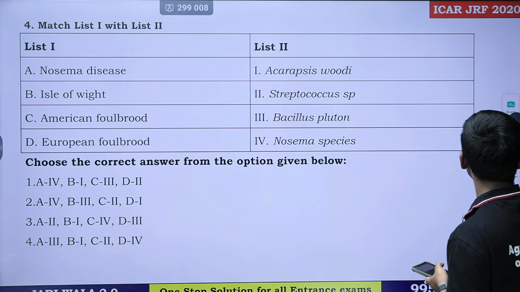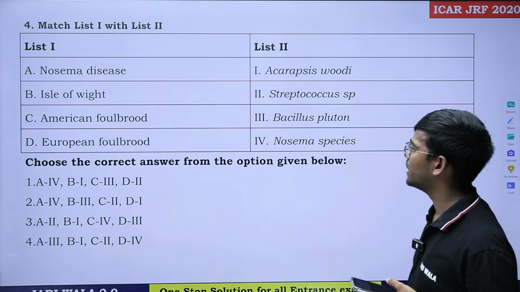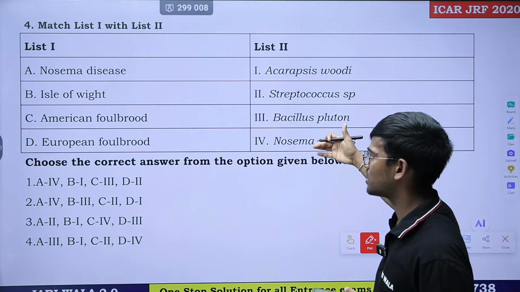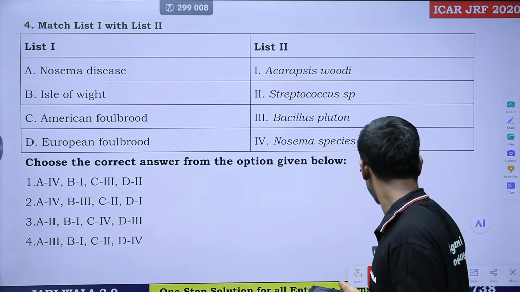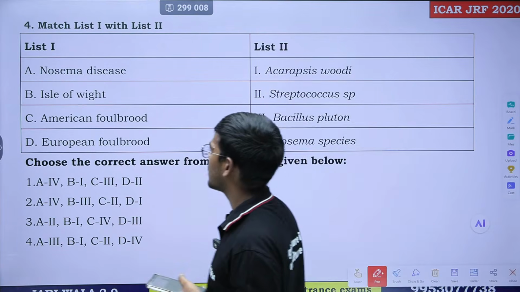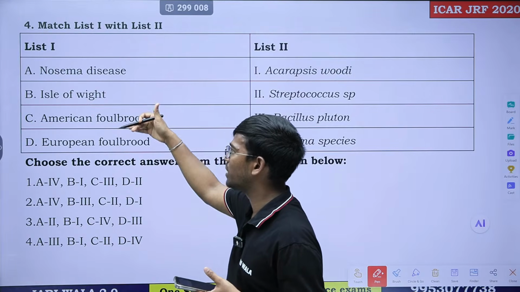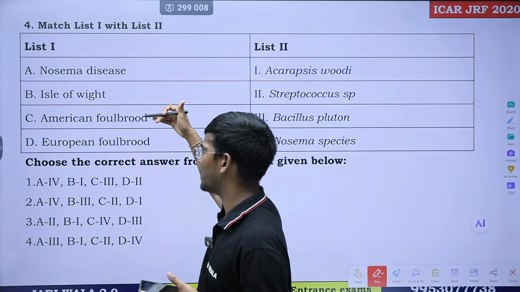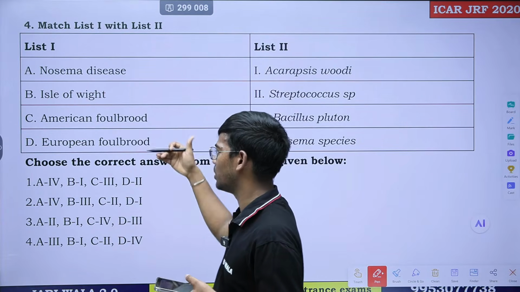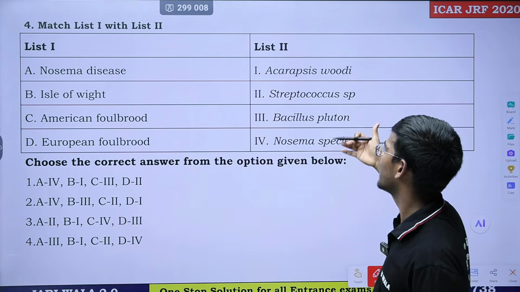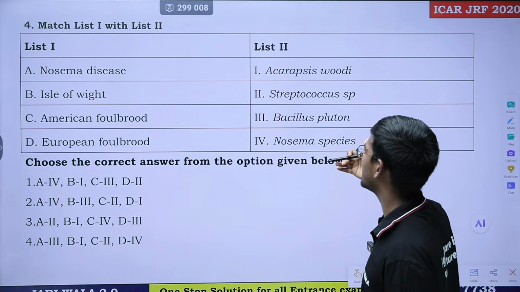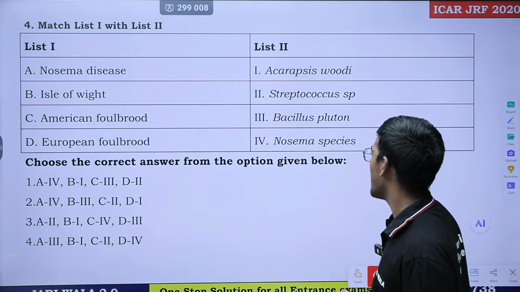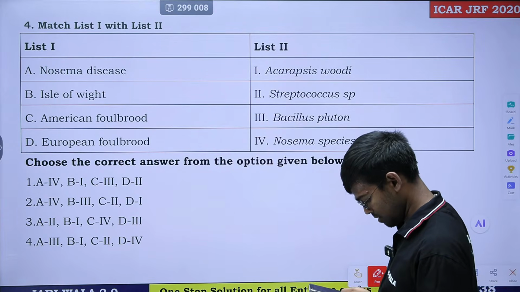So here we are with one more matching. They have given the diseases of honeybees, and here they gave the causal organisms. We can see they have given four diseases: Nosema disease, Isle of Wight disease, American foul brood and European foul brood. And here they gave the scientific names or causal organisms: Acarapis woodi, Streptococcus species, Bacillus pluton and Nosema species.